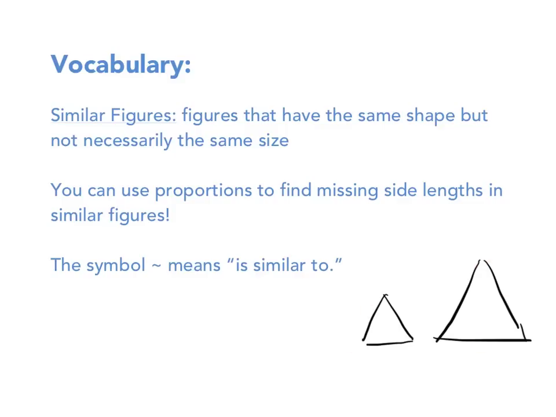However, they are proportional, and that's the key about similar figures, is that they are proportional, and you need to be told that they're similar before you start solving problems using proportions. You can use proportions to find the missing side lengths in similar figures. That's what we're going to be doing today. And this symbol right here means is similar to. So when you see that in your textbook, on a test, or in any notes that you're taking today, know that that means is similar to.